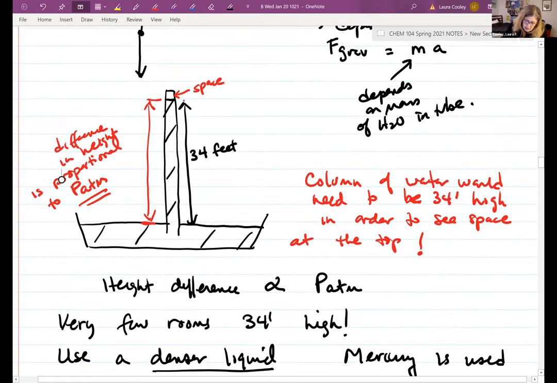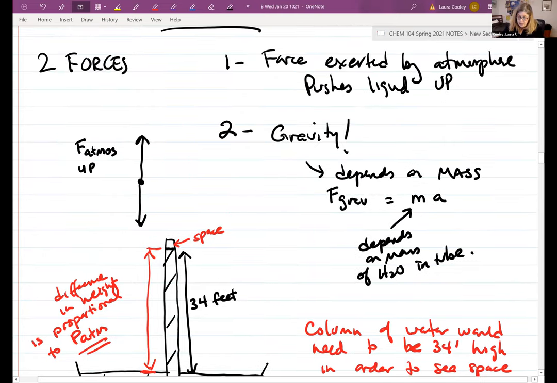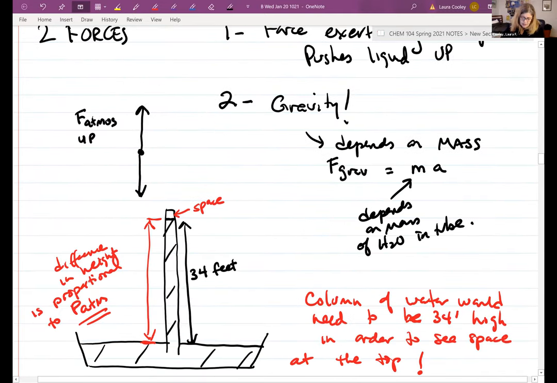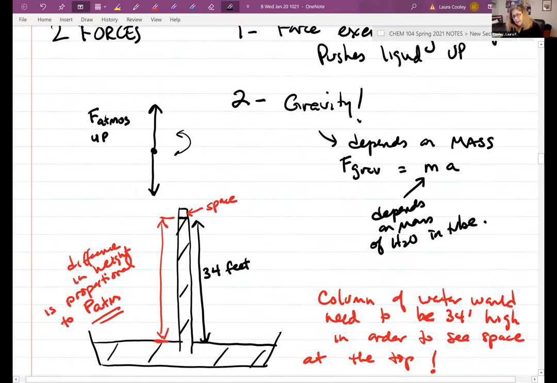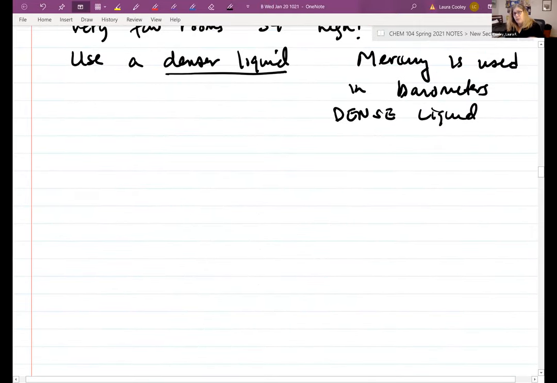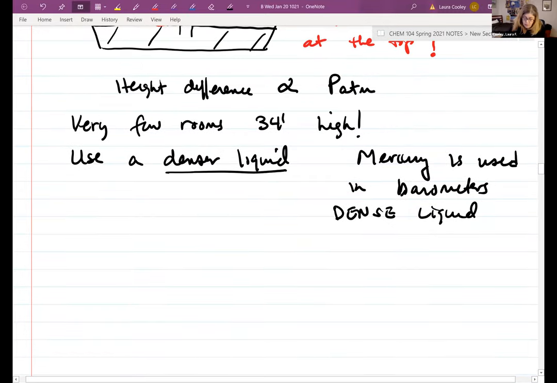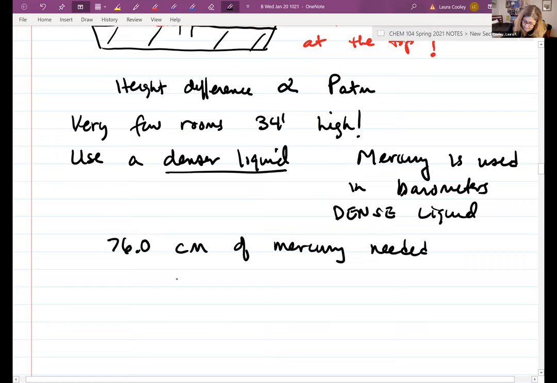So when this level isn't moving, when you've got it nice and stationary, then these two forces are equal, the two that I drew here. For atmospheric pressure, that happens with 34 feet of water in that tube, and not so for mercury. For mercury, just 76 centimeters of mercury would be needed to see that air, that empty space on top.